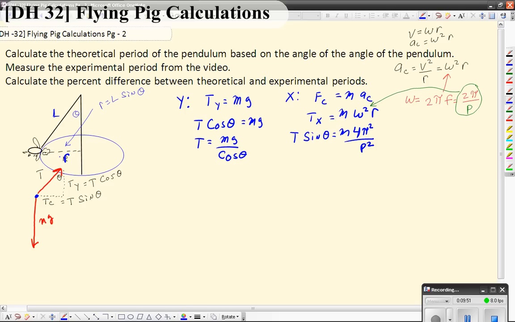We want to express that in terms of L, theta, things we already know. And we've already done that. Remember, r equals L sine of theta. I'm going to go ahead and write L sine of theta in its place.